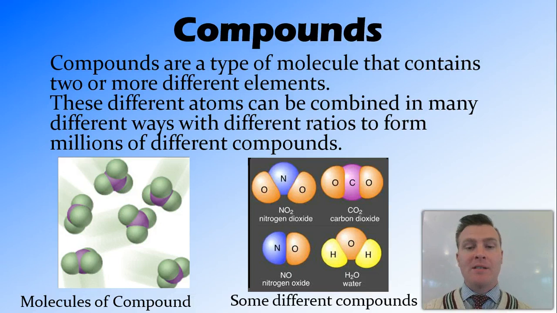So some compounds include nitrogen dioxide, which consists of a nitrogen atom bonded with two oxygen atoms. We have another compound, carbon dioxide, which is a carbon atom bonded with two oxygen atoms. We also have nitrogen oxide, which is one nitrogen atom bonded with one oxygen atom, and water, or H2O, which is an oxygen atom bonded with two hydrogen atoms to make the compound water.